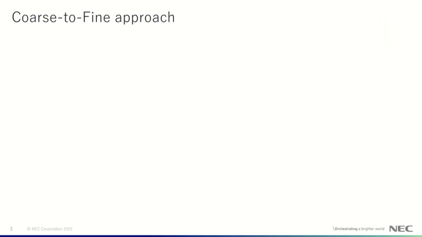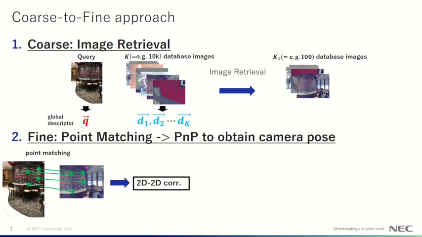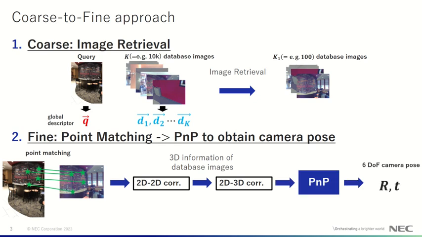The mainstream of visual localization is the coarse-to-fine-based approach. This approach begins with image retrieval in the coarse step. In this step, top-K database images that are similar to the input query are quickly obtained by calculating the similarity of global descriptors. In the fine step, point feature matching is conducted between the query and the top-K database images to get 2D-2D correspondences. By using 3D information of database images, we can convert these 2D-2D correspondences to 2D-3D ones. Finally, PnP uses these correspondences to estimate the 6 DOF camera pose of the query image.